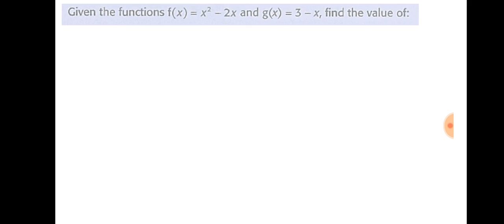Composite functions. A composite function is a function of a function. You get a composite function when you apply one function to a number and then apply another function to the result. Let's see an example to understand.